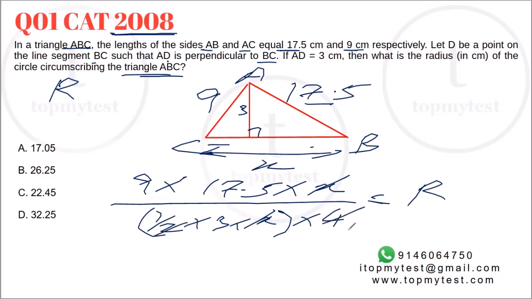3, 2, so this will become 2. This will be 3. So 17.5 into 3 divided by 2. We can approximate this value. 17 into 3 is 51. So roughly around 52. 52 divided by 2 is very close to 26. Option B will be our correct choice.